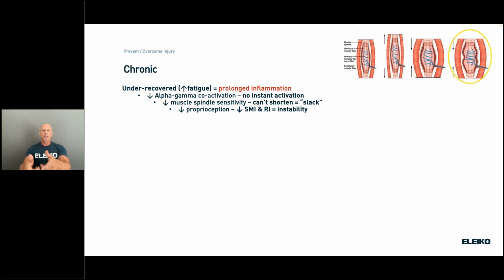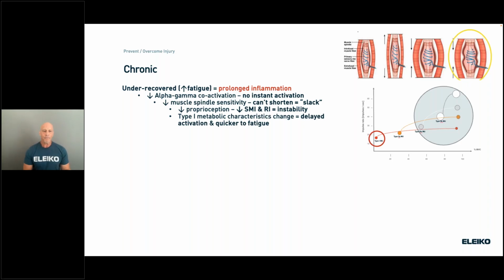We don't have that immediate ability to respond and produce a good movement pattern. Now we have decreased sensory motor integration. We're not able to get good input in and good output out. And we've decreased reciprocal inhibition, which means we now have an unstable joint. That's what causes the instability. And that's where we also have changes in our type 1 metabolic characteristics. They change. So we have delayed activation, quicker fatigue, and instability.